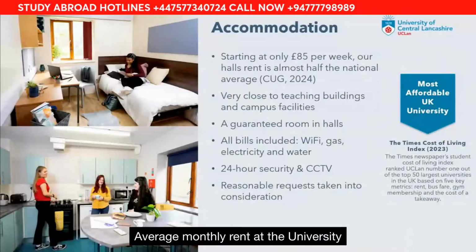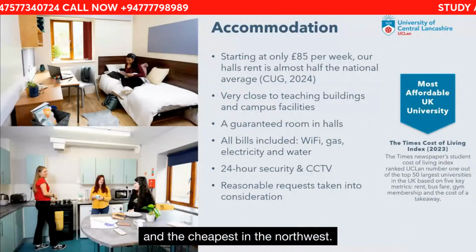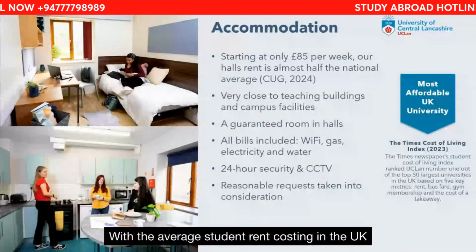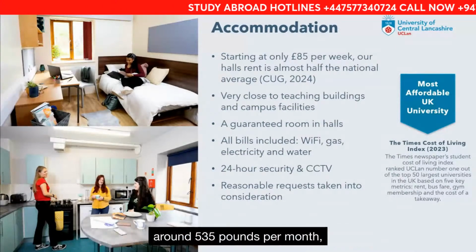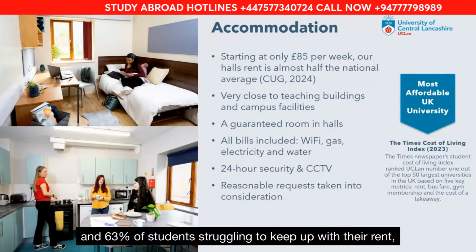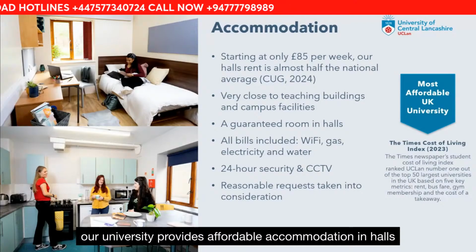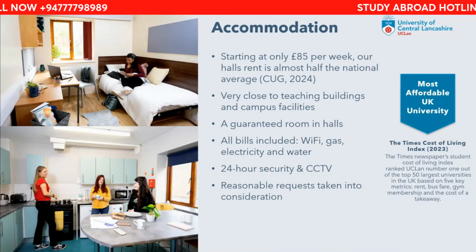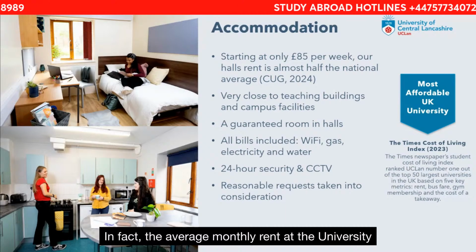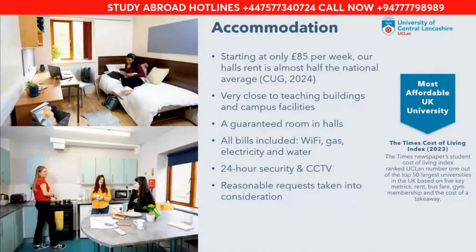Average monthly rent at the University of Central Lancashire is the 3rd cheapest in the UK and the cheapest in the Northwest. With the average student rent costing in the UK around £535 per month and 63% of students struggling to keep up with their rent, our university provides affordable accommodation in halls starting from under £85 per week. In fact, the average monthly rent at the University of Central Lancashire is 32% less than the national average.